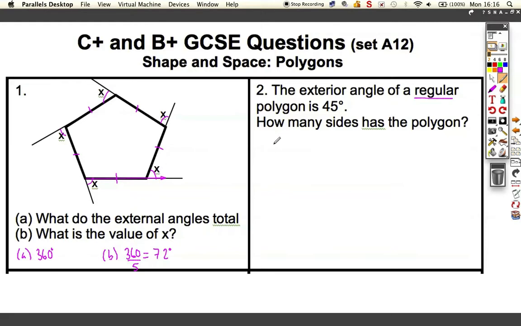So that's easy. We just have to find out how many 45s go into 360. In this case, 45 doubled is 90. That doubled is 180, and doubled again is 360. So it's 8 sides or 8 turns. And in this case, that's easy because it's just a regular octagon, and it's got 8 sides. So it's all about turning around the outside, making a total of 360 degrees.